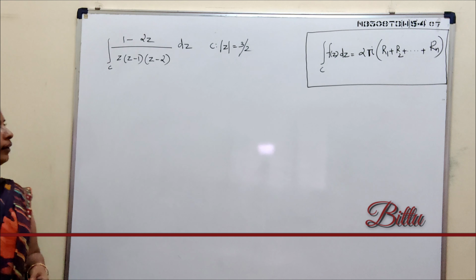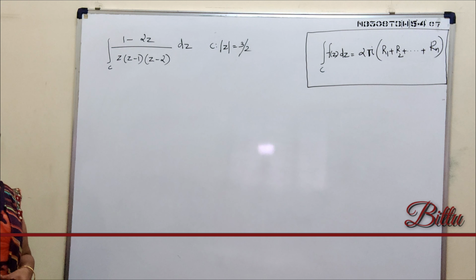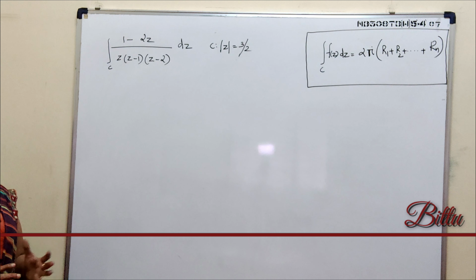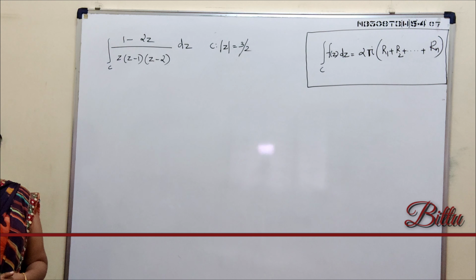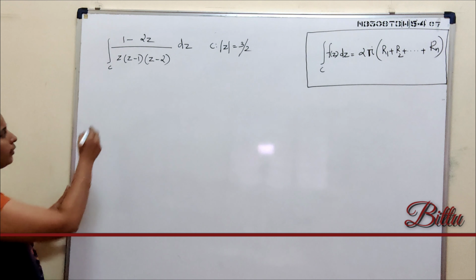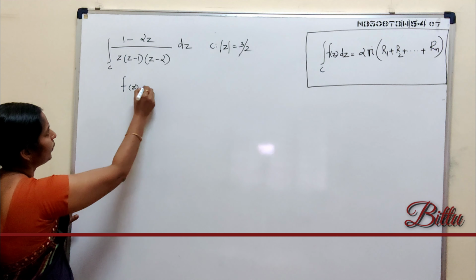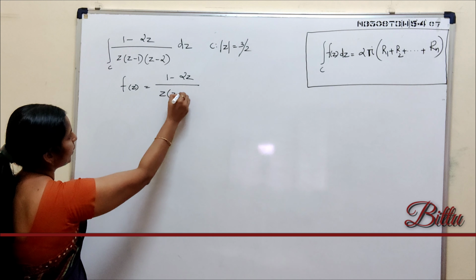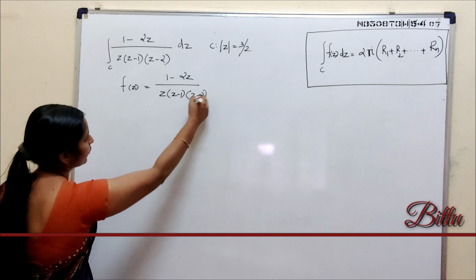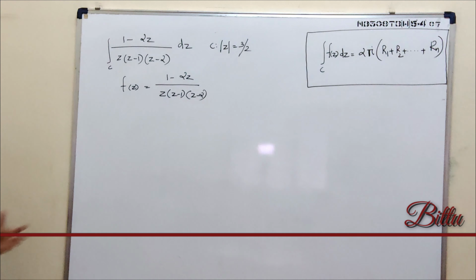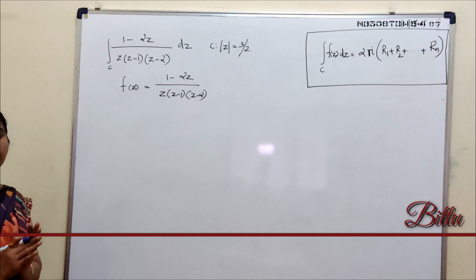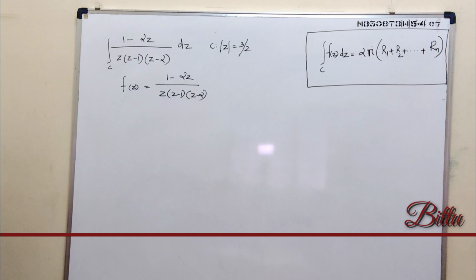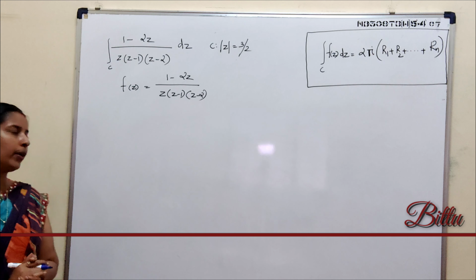Next consider the integral over C of 1 minus 2z by z into z minus 1 into z minus 2 dz, where C is the circle mod z equal to 3 by 2. We consider f z equal to 1 minus 2z by z into z minus 1 into z minus 2. So see, while applying residue theorem, you have to choose f z as the given function in all questions.